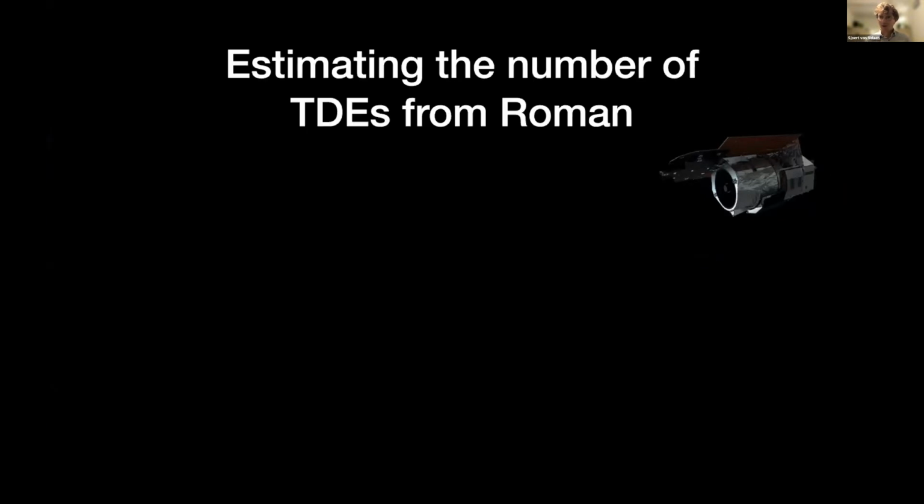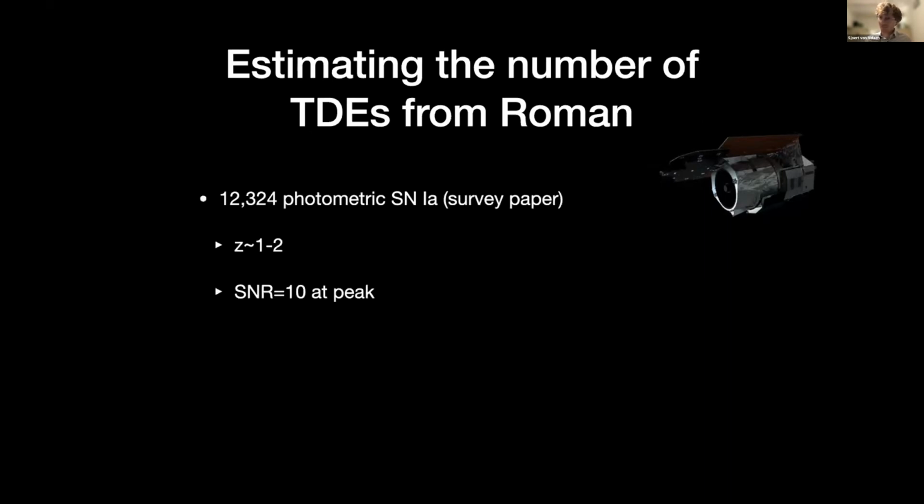So let me give you my order of magnitude estimate of the number of tidal disruption events that Roman can see. I read this beautiful reference survey paper by the Supernova 1A cosmology team, and they have a very accurate prediction of the number of supernova 1A that they will see. So, this is cosmology, so they must be right. And so if I take this number, and these are at redshift 1 to 2, signal to noise of 10 at peak, so keep that in mind.